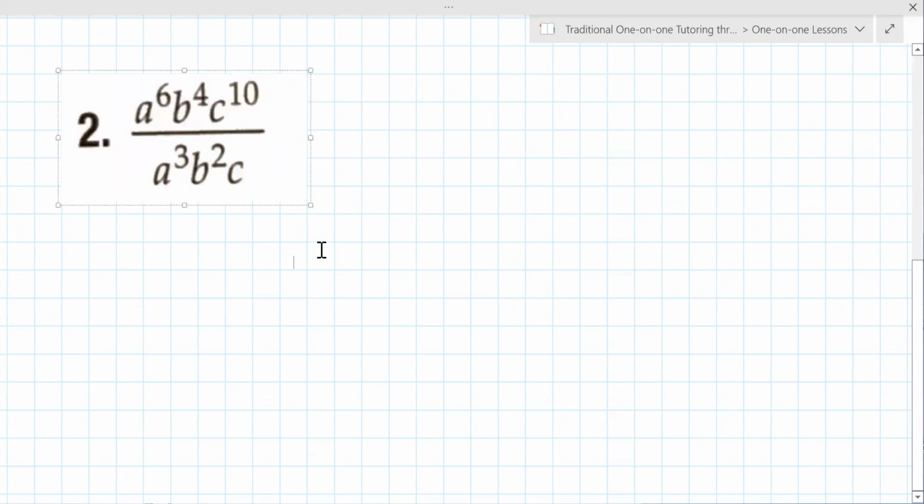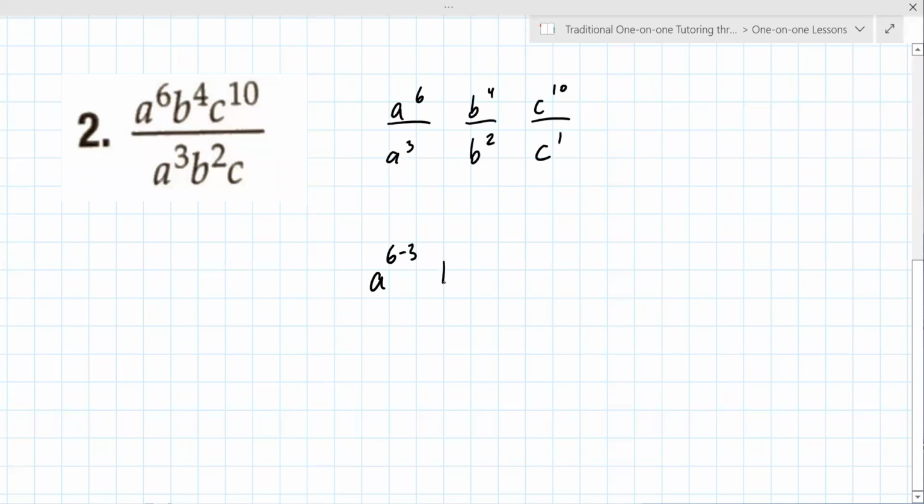Number 2 here. So again, it's really 3 problems. It's a to the 6th over a cubed, b to the 4th over b squared, c to the 10th over c to the power of 1, and you subtract the exponents. So a cubed, b squared, c to the 9th. Now the next problem we should look at here would be something like 5, because 3 and 4 are pretty much the same. We'll look at 5 here and talk about this one.